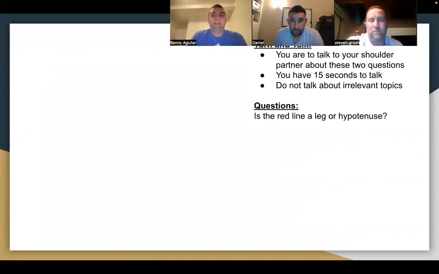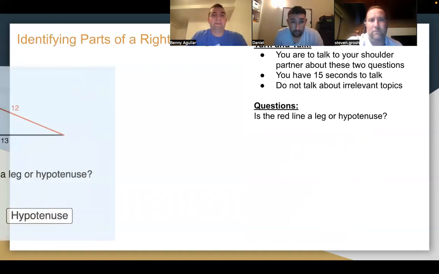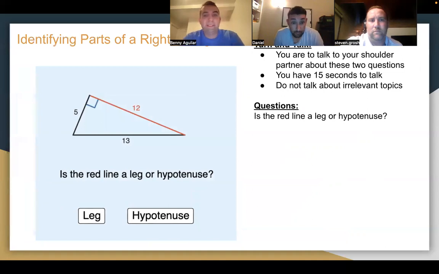The other part, here we go. Another 15 seconds. Here's another right triangle. Is the red line a leg or hypotenuse? Go.